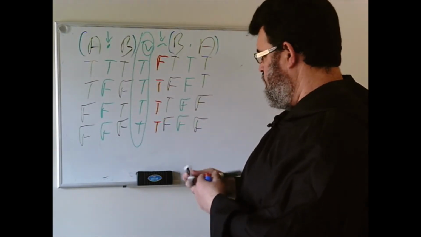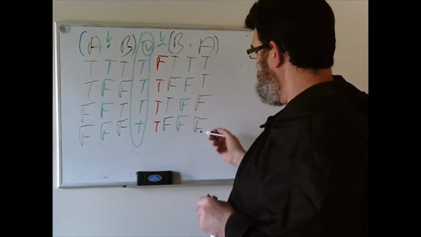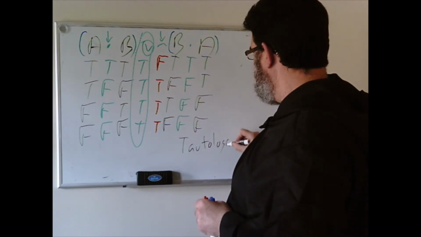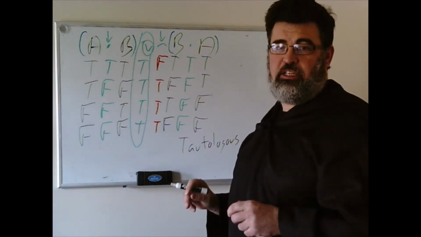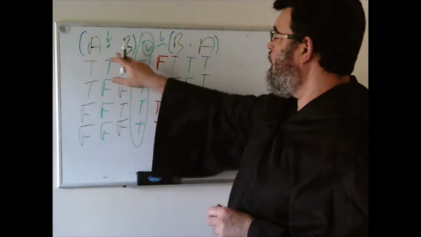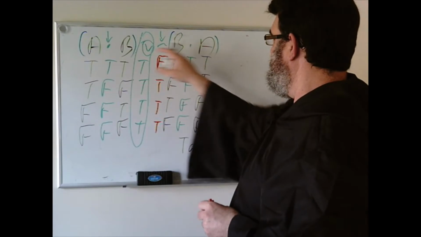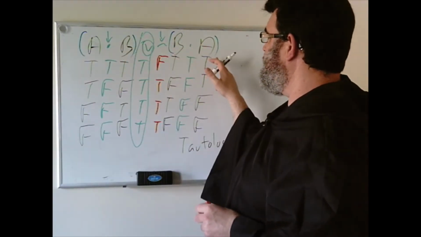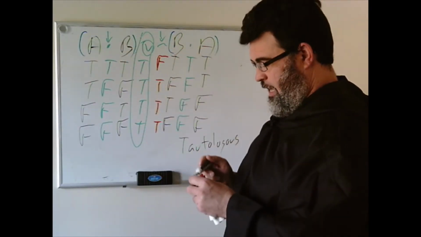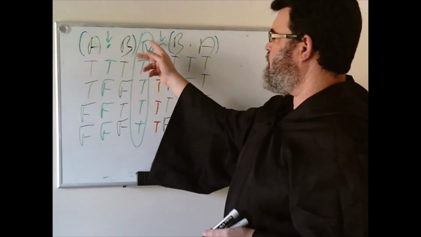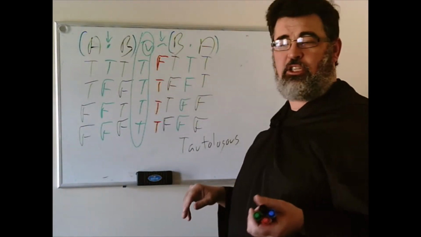And therefore, this proposition is what we call tautologous. That is, it's logically true. No matter what the truth values are of these letters, this whole proposition ends up being true. Now, I knew it would end up being true because it's actually an expression of the law of contradiction.